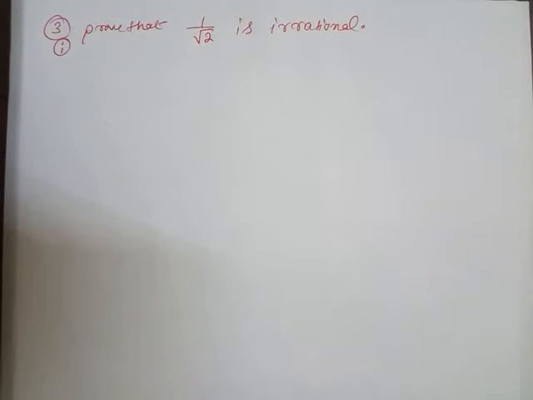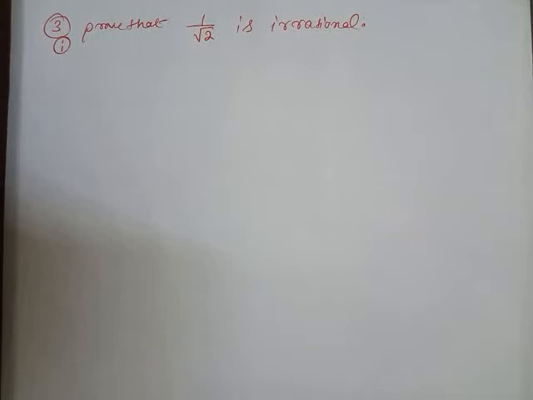Now student, we are going to prove question number 3 Roman 1: prove that 1 by root 2 is irrational. The first question was that root 5 is irrational, which we already proved in my last video. In this video we proved question number 2, that 3 plus 2 root 5 is irrational. Now for 3 Roman 1 we are going to prove that 1 by root 2 is irrational. Now let's have a look at how to prove this one.